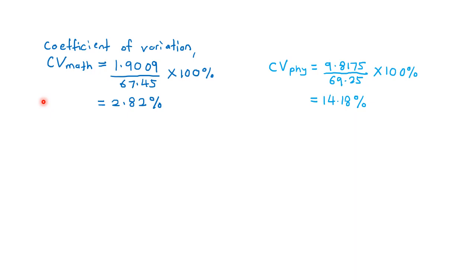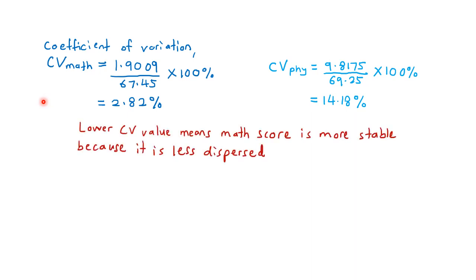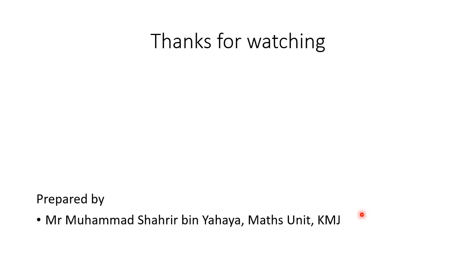So which one is better, the larger one or the smaller one? The answer would be the smaller one, because the lower CV value means the math score is more stable, and because it is less dispersed compared to physics. Right. So that will be the conclusion for the question, and it will be the end of the example, and also the end of our chapter 6.